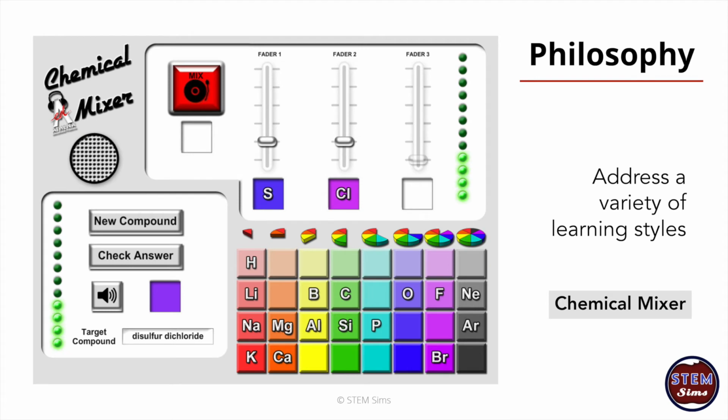STEMSIMS uses the power of technology to address a variety of student learning styles. For instance, in the chemical mixer, students study writing chemical formulas using color and sound as cues to help create molecular formulas using the correct elements in the appropriate proportions. Research suggests the more senses used to experience learning, the more likely deep understanding of the concept under investigation will take place.